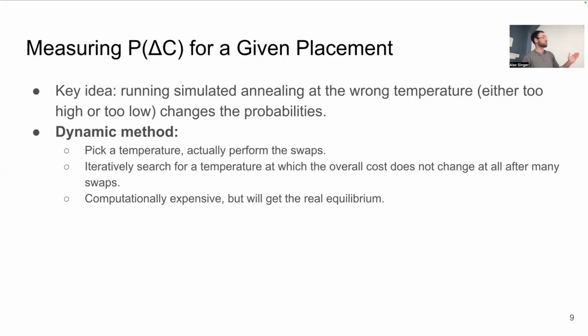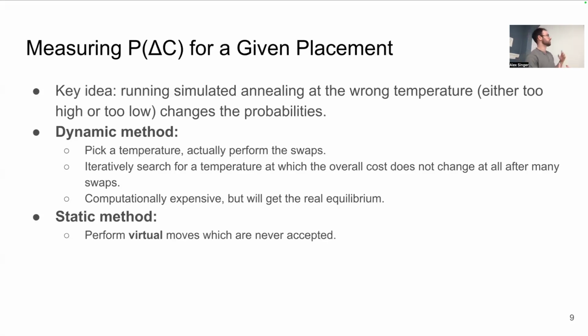However, this is the real equilibrium temperature. We know this to be real because if you actually ran simulated annealing, that's what's going to happen. So what's good is that it's the correct answer. What's bad is that it's expensive. What would be nice is if we can have a static method.